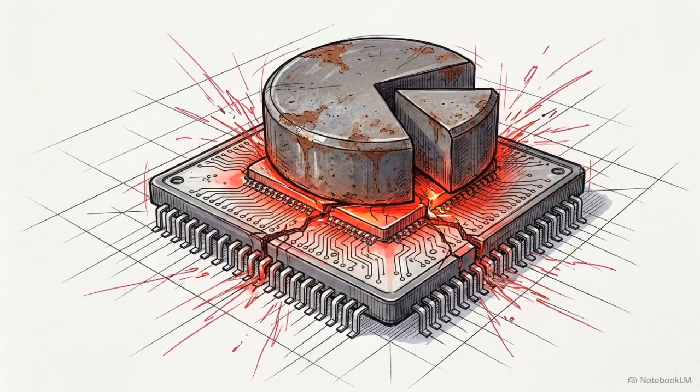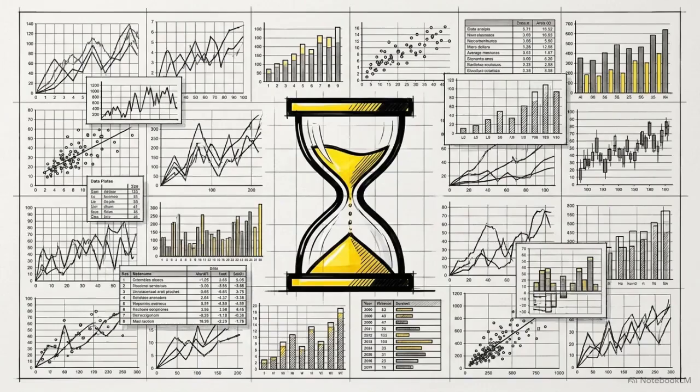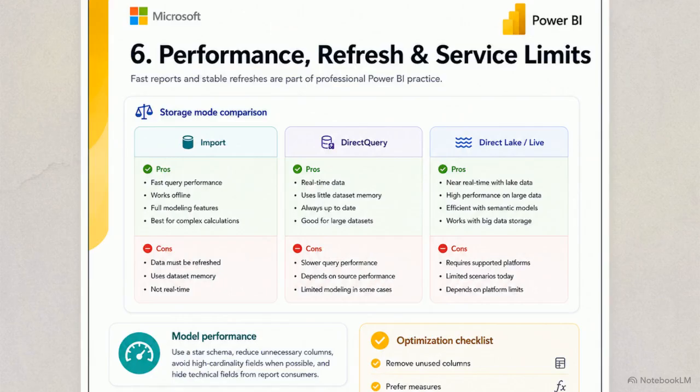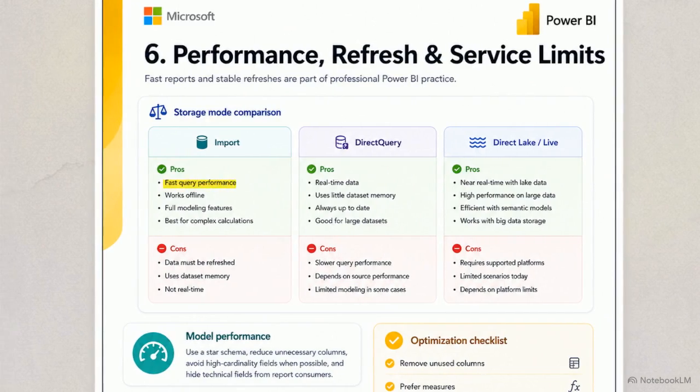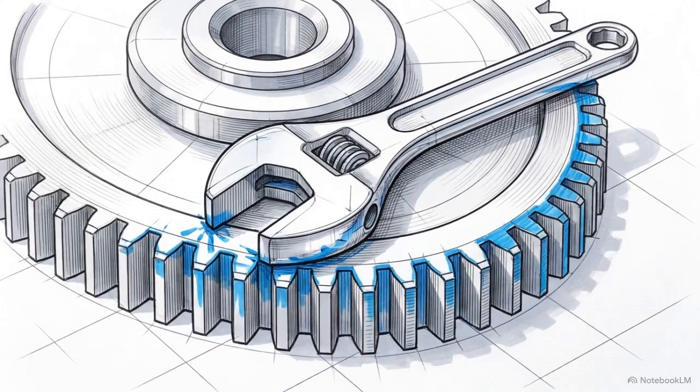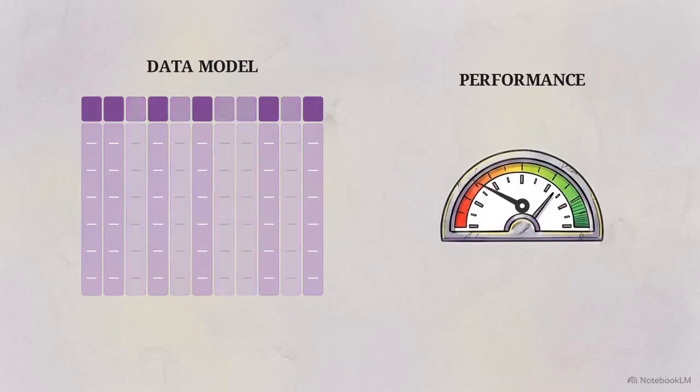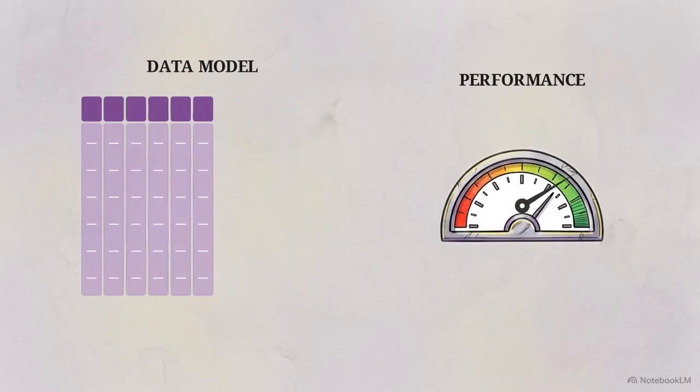However, each visual on the canvas places a computational load on the system. Overcrowding a page with complex charts will slow down the rendering process for the user. This storage mode comparison shows the trade-offs involved in managing that load. Import mode offers the highest query performance, while direct query is used for scenarios requiring real-time access to source data. Optimization requires ongoing maintenance. Developers must remove unused columns to reduce model size and limit the number of expensive visuals to ensure the report remains responsive.